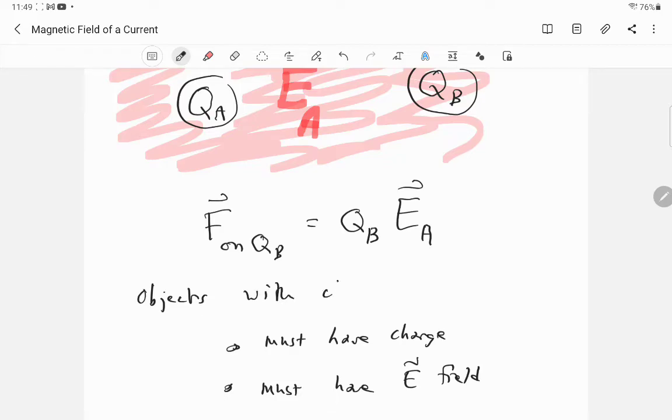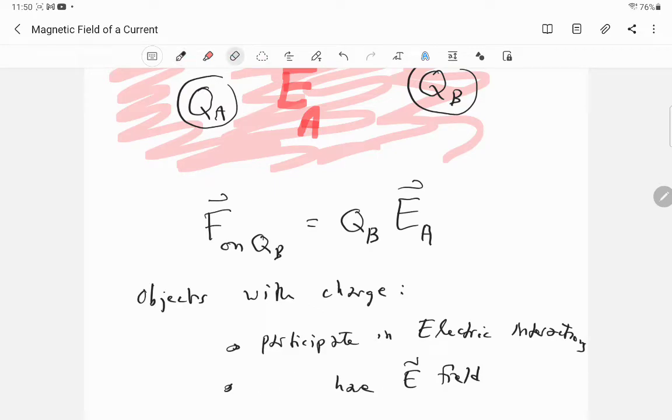Objects with charge, right? Sorry, I'm turning this around. They will participate in electric interactions, and they will have an electric field. So let's change that. Okay, so objects with charge.